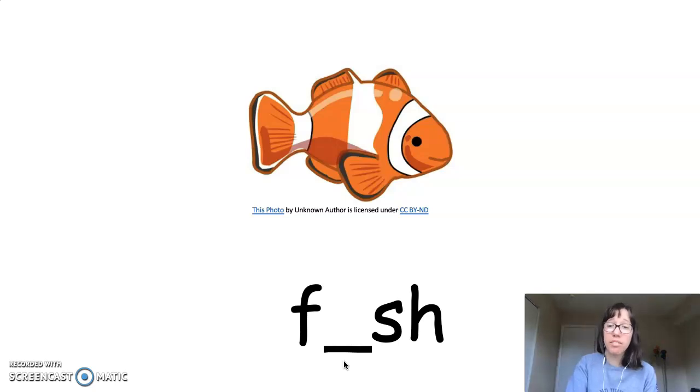This is a picture of a fish. Now you'll notice that this has the SH again, our digraph, two letters that are making one sound. Again, this word has three sounds, and we're listening for that middle vowel. Listen to me stretch it and see if you can figure out what sound and letter we're missing.